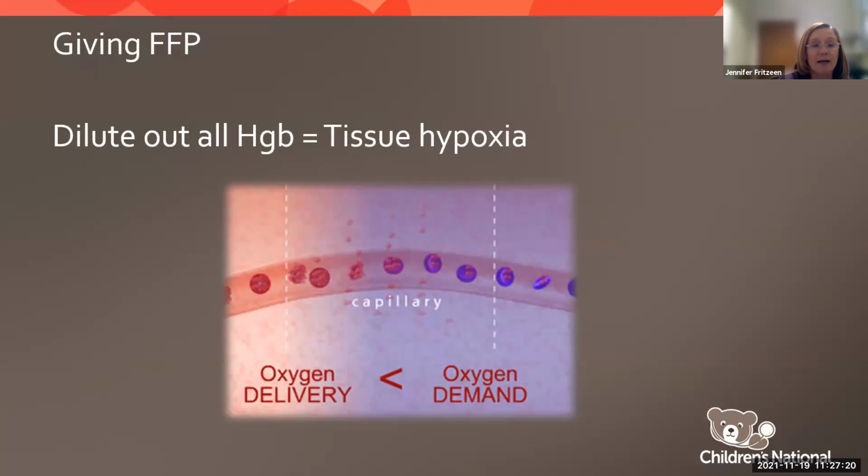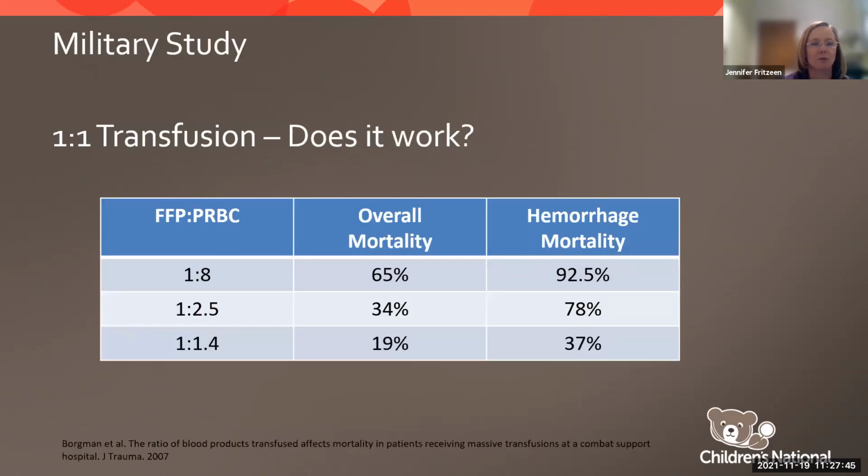Now, FFP is great and it's a great volume expander. And if your H&H is okay, a lot of times we'll give FFP as a volume expander, but it also has a lot of coag properties. When I give a lot of FFP or even 1 or 2 units of FFP, I'm going to dilute out all my hemoglobin. So now I have volume within my vessels, but my tissues become hypoxic. And so we really have to make sure we're giving these at good ratios.